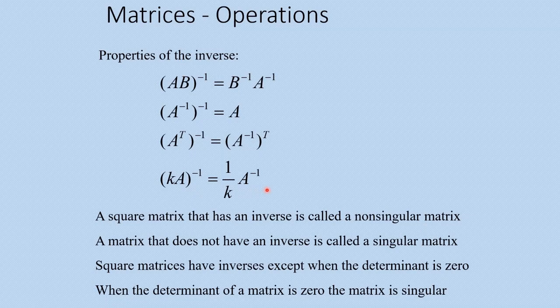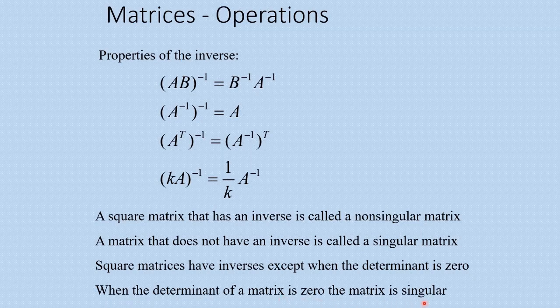Note: a square matrix that has an inverse is called a non-singular matrix. A matrix that does not have an inverse is called a singular matrix. Square matrices have inverses except when the determinant is 0. When the determinant of a matrix is 0, the matrix is singular.